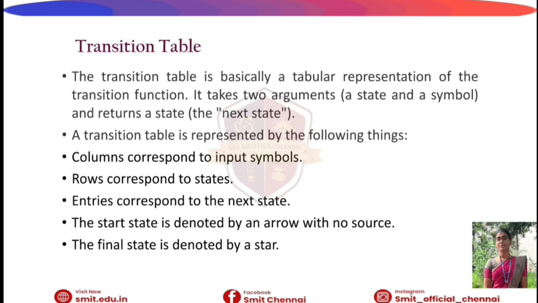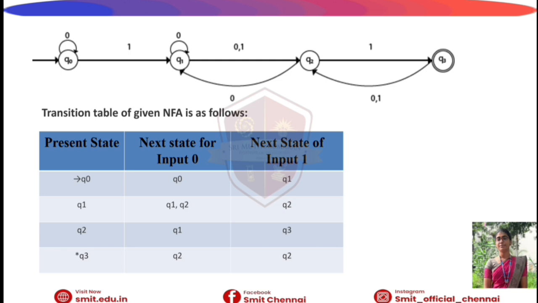Transition table. It is basically a tabular representation of the transition function, and it is represented by the following things. Columns correspond to input symbols and rows correspond to states. Entries correspond to the next state. The start state is denoted by an arrow and the final state is denoted by a star. Let us give the transition table for this state diagram. Here Q0 is the start state and Q3 is the final state. So it is represented with the arrow mark and Q3 is represented with a star.